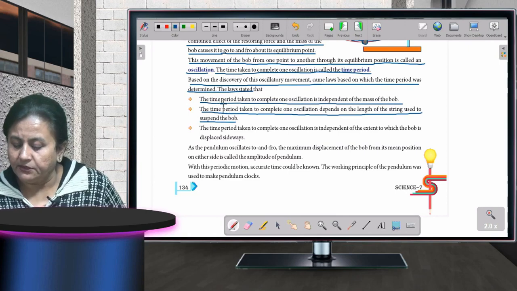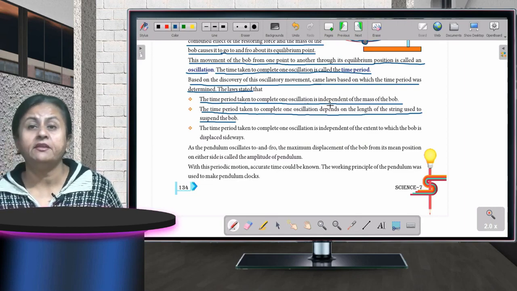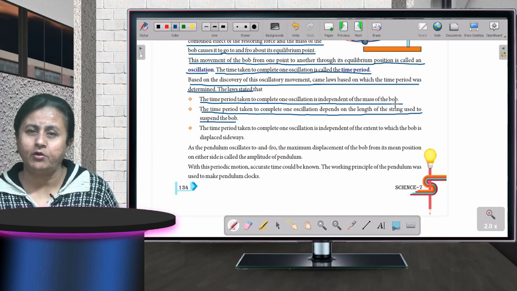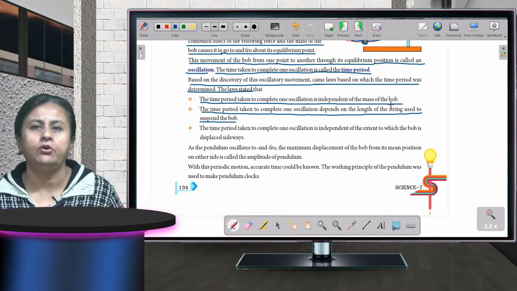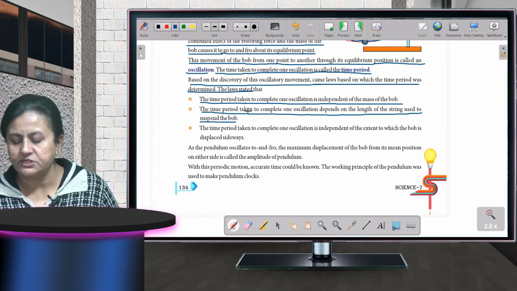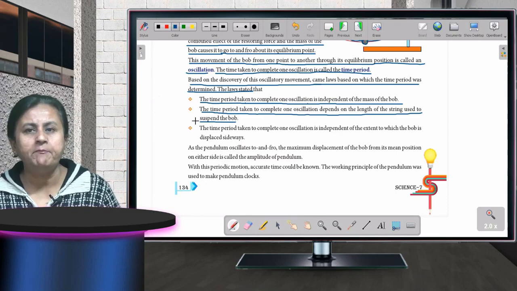See, in the first point, the time period taken to complete one oscillation is independent of the mass of the bob. Mass means whatever the weight of the bob. It does not matter at all. The time period will remain the same. The time period taken to complete one oscillation depends on the length of the string used to suspend the bob. The length of the string will play a very important role in that.